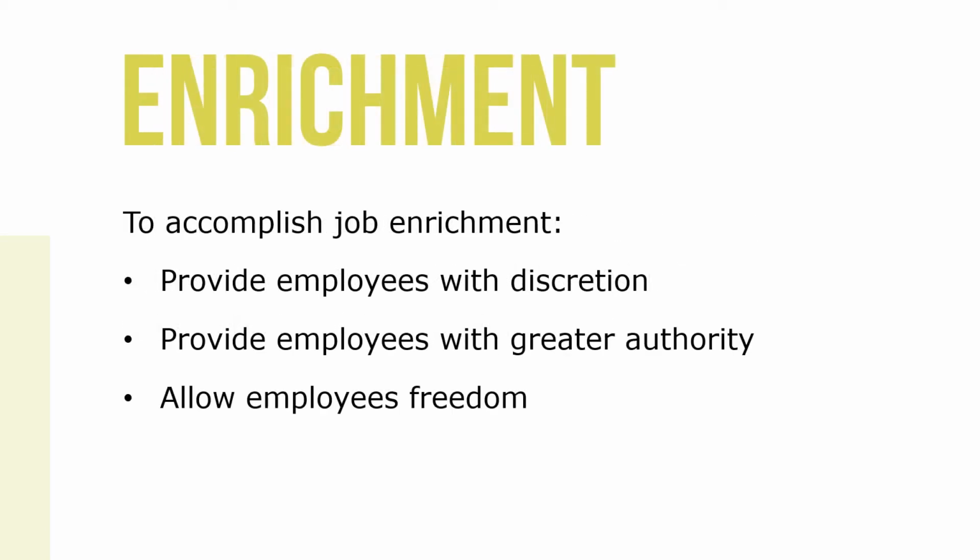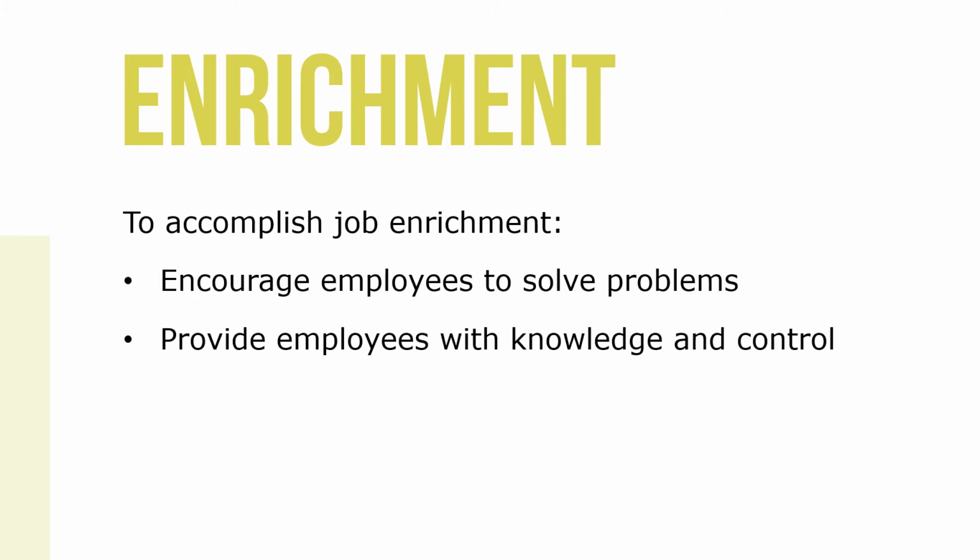There are a number of ways to accomplish job enrichment, including the following. Provide employees with discretion to set schedules, decide work methods, check quality, and help less experienced employees. Provide employees with greater amounts of authority. Allow employees freedom to decide when to start and stop work, when to take a break, and how to prioritize their work. Next, encourage employees to solve problems as they encounter them. Provide employees with knowledge and control over budgets.